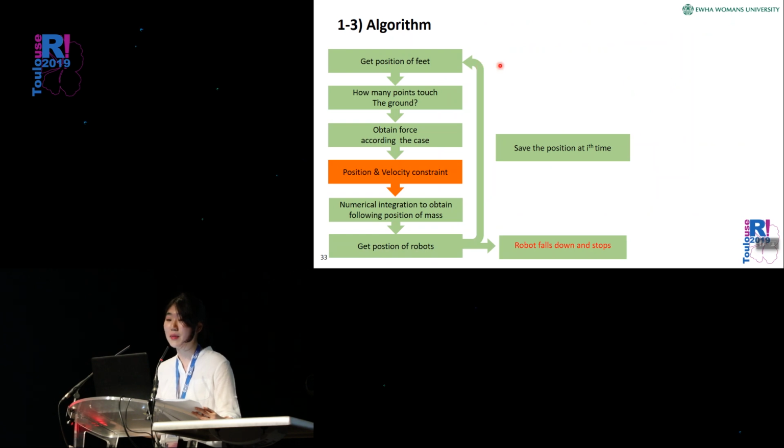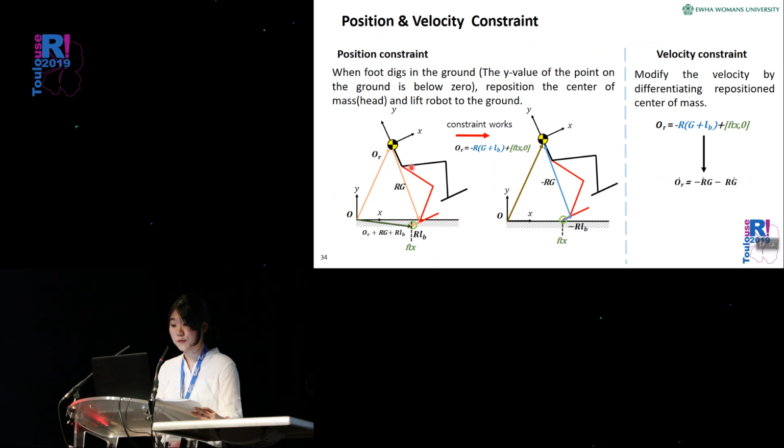Next is the position and velocity constraint. When the foot digs into the ground, like this, reposition the center of mass and lift the robot to the ground. In other words, this process is about vector calculation. Also modify the velocity by differentiating the repositioned center of mass.